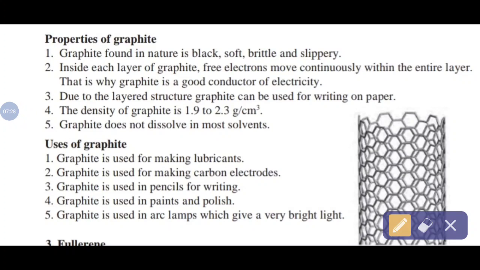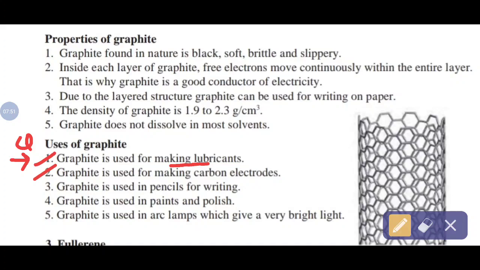Anyway, the question asks, in case of objective, 1 mark, 2 mark, 3 mark, or directly 5 marks. So 5 uses are given here. Now what are the uses of graphite? That is the question. The answer is given here, 5 points. What is the first use? Graphite is used for making lubricants.